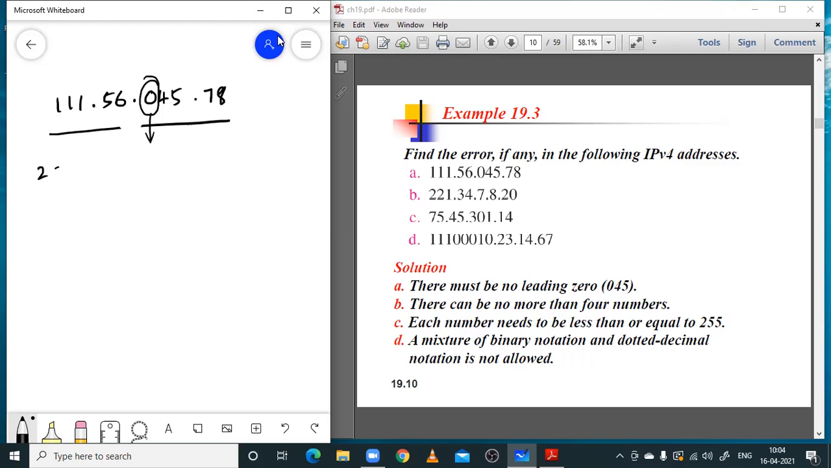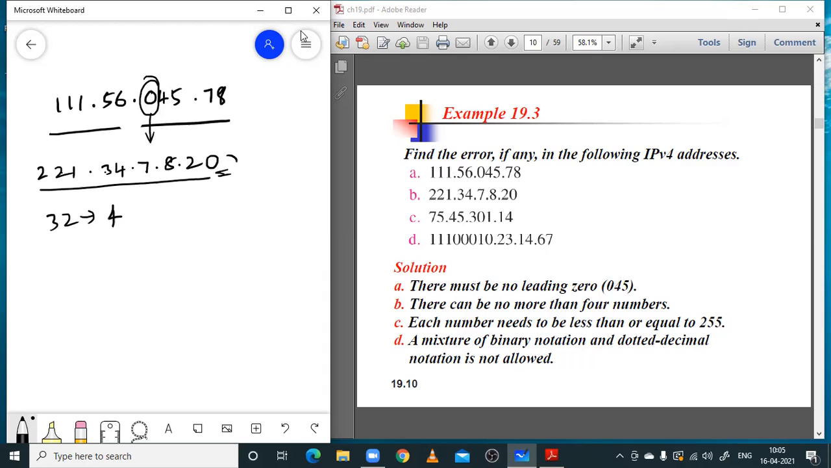Coming to 221.34.7.8.20. Is this a valid IP address? No, it is not a valid IP address, because we have 32 bits where 4 octets will be there, but here 1, 2, 3, 4, 5 are there. So it is not a valid IP address.